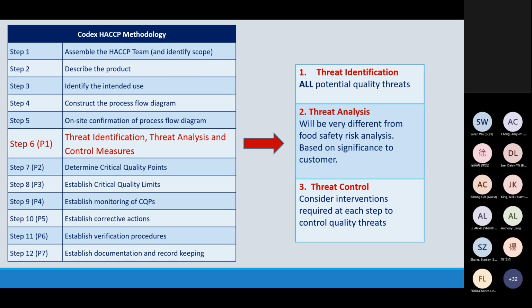But in this food safety plan, hazard identification, analysis, and control measures is the step in the process where you make sure you've got everything covered. And it's the same in the food quality plan. Threat identification, threat analysis, and control measures are where you make sure you've got everything covered in the food quality plan. All potential quality threats. Threat analysis will be very different from the food safety risk analysis because it's based on the significance to the customer or consumer. And threat control, you need to consider interventions required at each step to control quality threats.